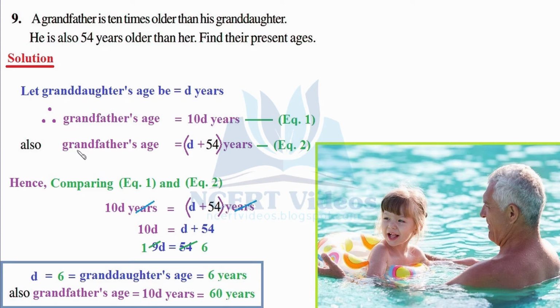But if you visualize both these equations, here the grandfather's age is given in two terms. Therefore, we are in a position to compare it. Hence, comparing equation number 1 and equation number 2. What is our equation number 1? That is equal to 10d years. So we wrote 10d years, that is equal to d plus 54 years.